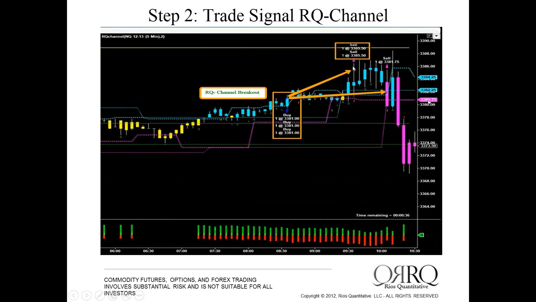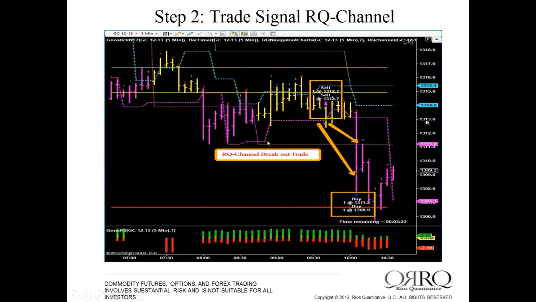He bought 3, he sold 2 at his first target, which is midway between the zone, and then he trailed the stop and finally got stopped out at 81.75, which was just about break even. So he took the profits on 2 and broke even on the last one.